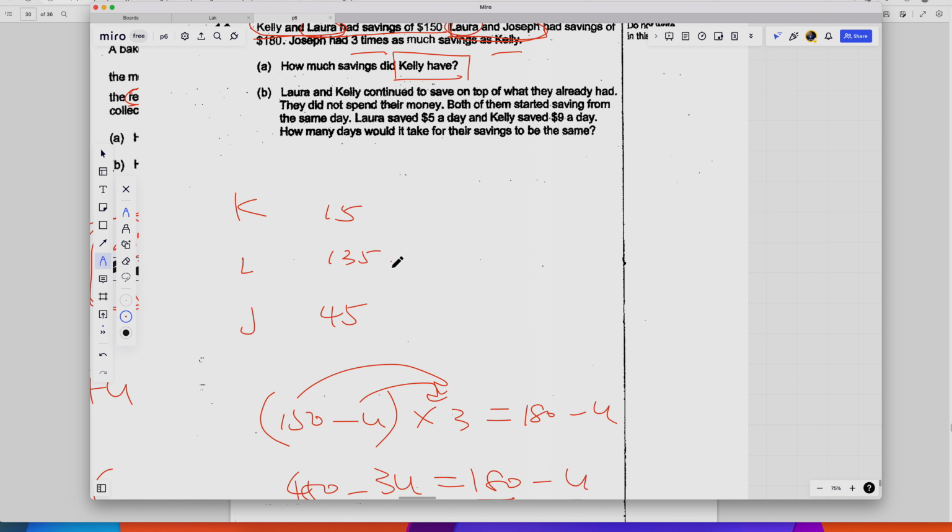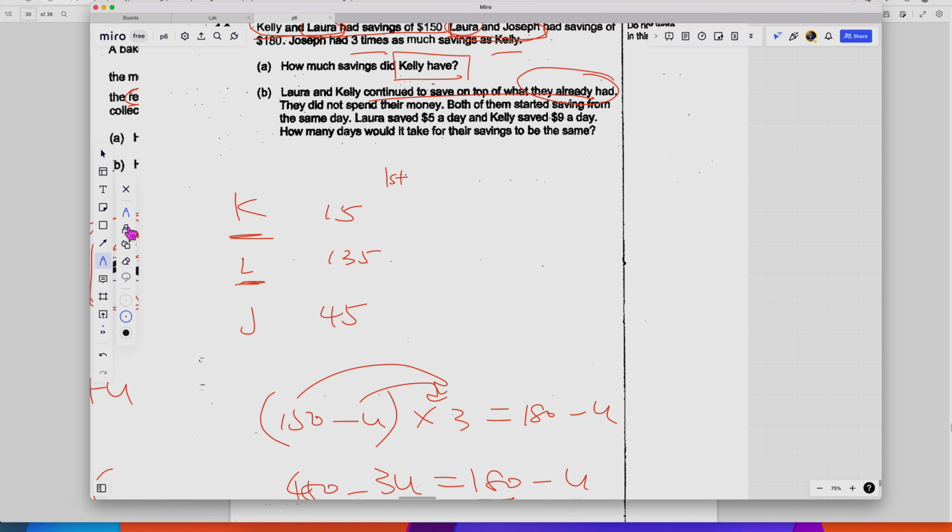Okay, so now it says Laura and Kelly continue to save on top of what they already have. They did not spend their money, so both of them started saving from the same day. Laura saved $5 a day. So let's say this is the first day.